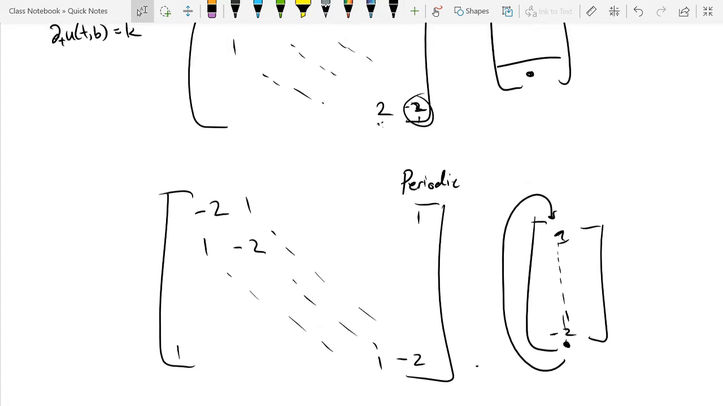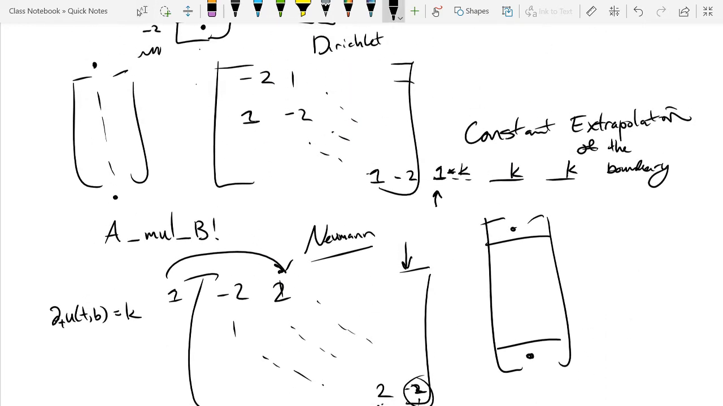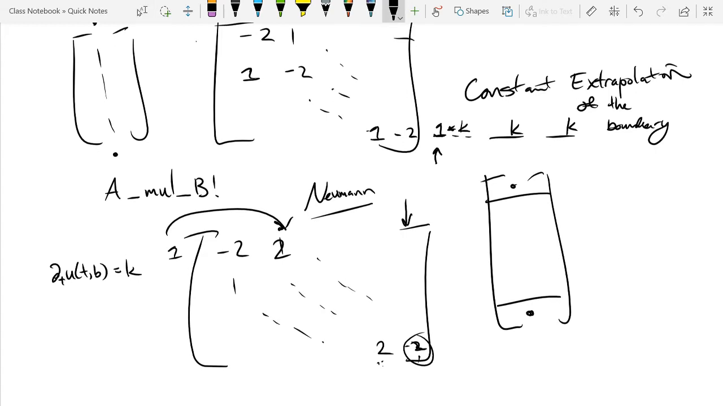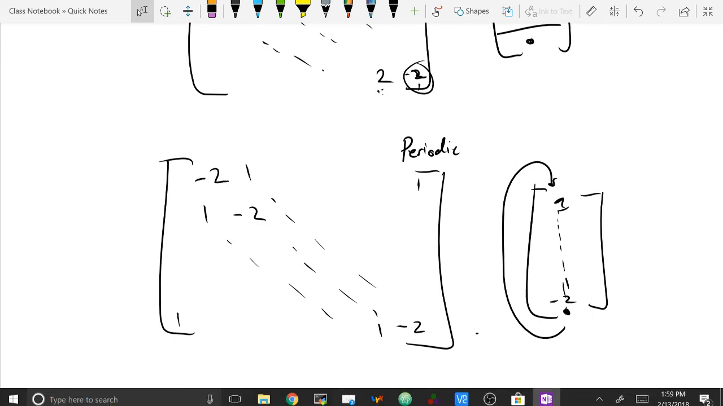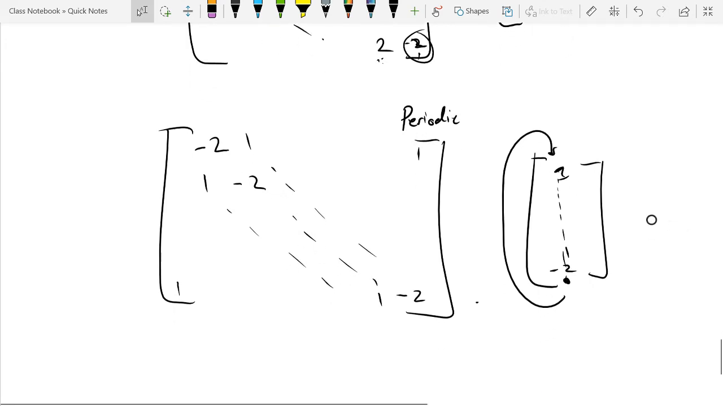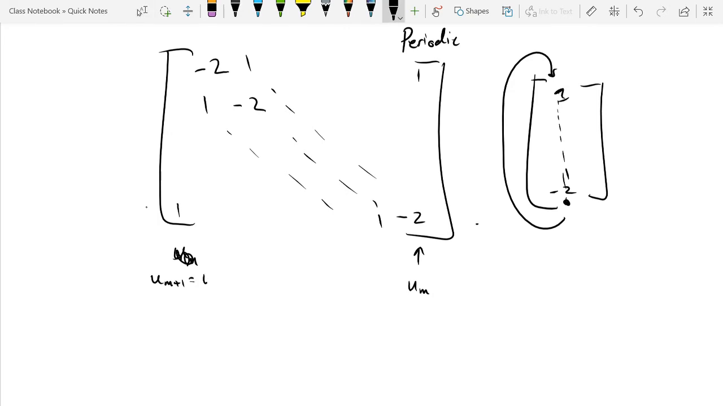But okay, there's a conventional mix-up here. The issue is that for Dirichlet, I said that the boundary points are the first one off. The Neumann points are the ones on the ends. And for periodic, can you guess where the boundaries are? Well, if you have n as the endpoint, I already used n, let's call this m. If you have this as u of m, then u of m plus 1 is the guy over here, is equal to u sub 1.